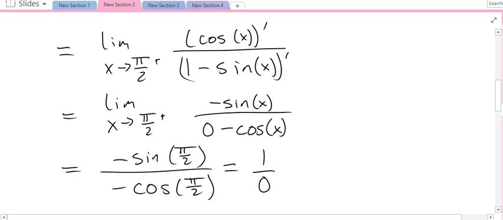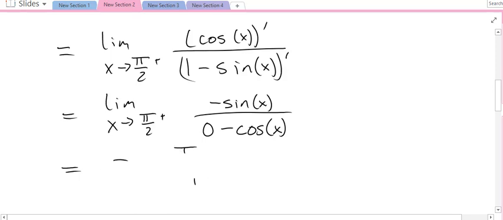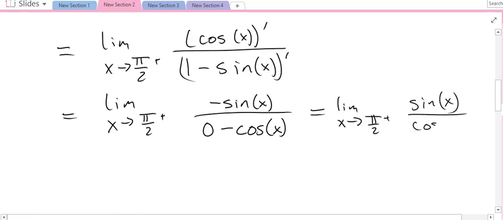And that's where this approaching from the right is going to make a difference. So as we approach from the right, if we just clean this up just a titch here, this will be sine of x over cosine of x. As we approach pi over 2 from the right, the sine value is positive and the cosine value is also positive, so this is going to go off to positive infinity.